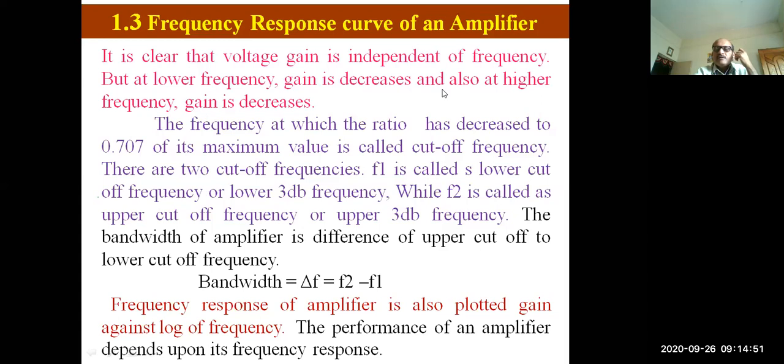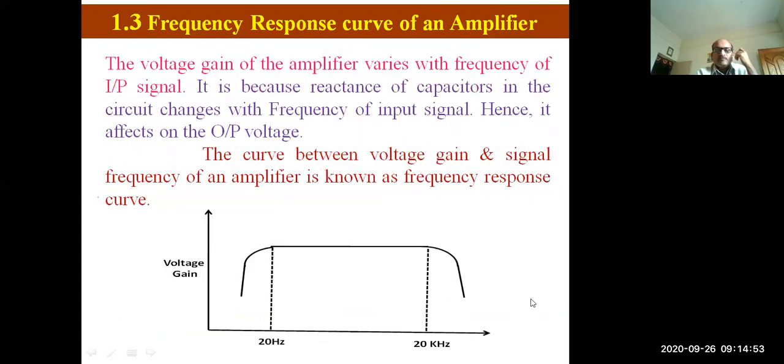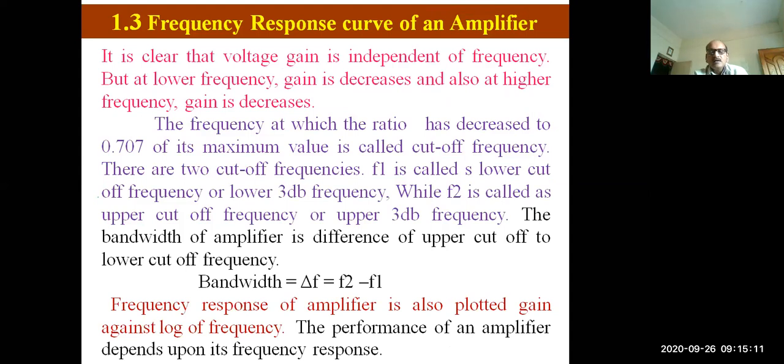We can draw the frequency response curve. We draw this frequency response curve, and we can explain what is frequency response curve, how the gain decreases. Also we can explain what is a cutoff frequency, explain there are 2 cutoff frequencies, lower cutoff frequency and upper cutoff frequency. Lower cutoff frequency is denoted by F1, upper cutoff frequency is denoted by F2. It is also called a 3 dB frequency. Lower 3 dB frequency is denoted by F1, upper 3 dB frequency is denoted by F2.